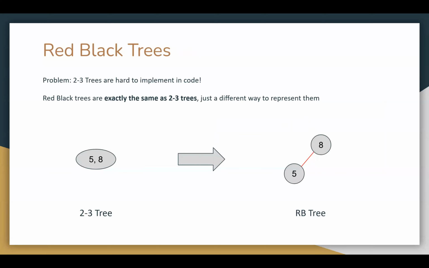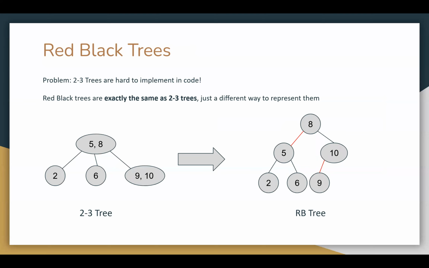For example, if we have a two-item node within a 2-3 tree, this is how we represent it within a red-black tree. We simply have the right node as the parent, and a left-leaning red link to a child, which is 5. So this is the equivalent of a two-item node in a 2-3 tree in a red-black tree. A bigger example is here. We have the 2-3 tree on the left and the red-black tree on the right.